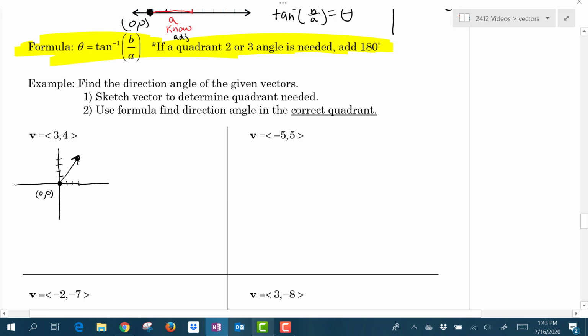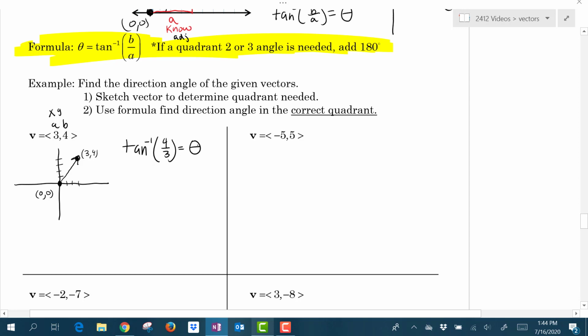So there's our vector. Make sure you put an arrow to indicate the direction. Alright, and the terminal point is 3, 4. So we're asked to find the direction angle. We're going to do tangent inverse, 4 divided by 3. Remember, this is the A value, that's the B value. It's the second component, or the Y component, divided by the X component. Either way that you want to think about that. And that's going to give us our direction angle.